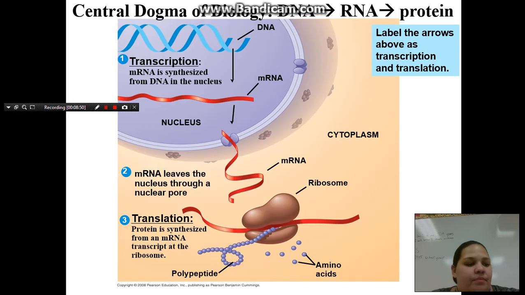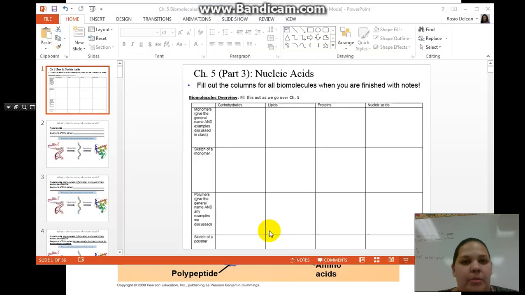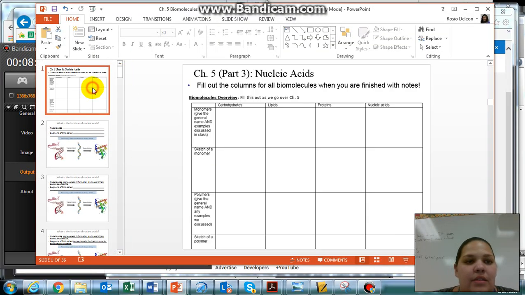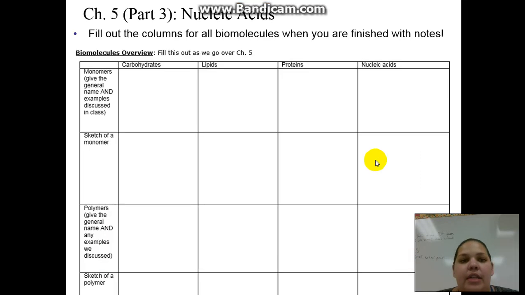In the meantime, don't forget to go over, let me go back to this beginning part. Don't forget to go over this right here and fill out this entire chart, because by this point, we've already gone over all of the biomolecules.